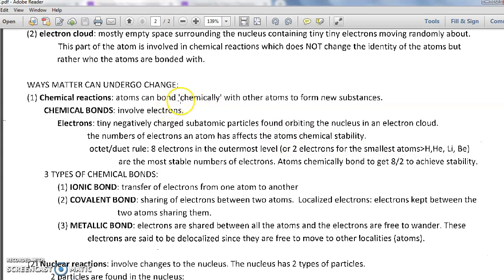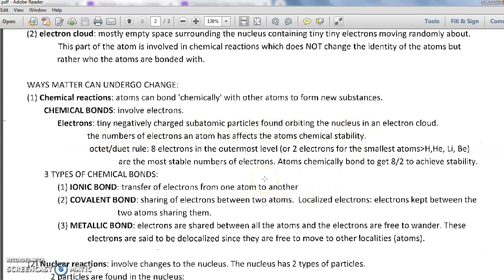So we've been starting to get into the topic of what happens in a chemical reaction. In a chemical reaction, atoms bond chemically with other atoms to form new substances. As mentioned, chemical bonds involve electrons. What are electrons? They're tiny little negatively charged particles orbiting the nucleus in the electron cloud.